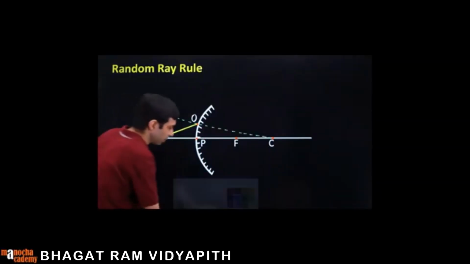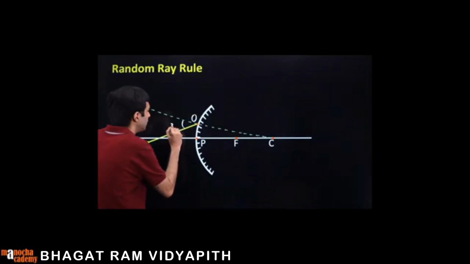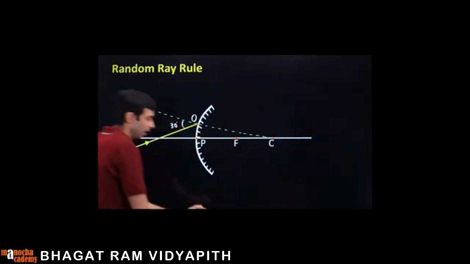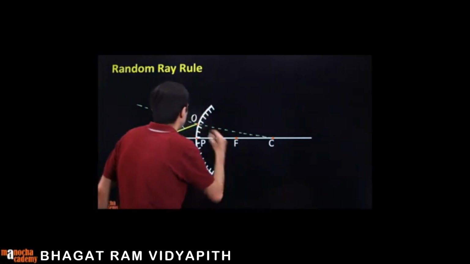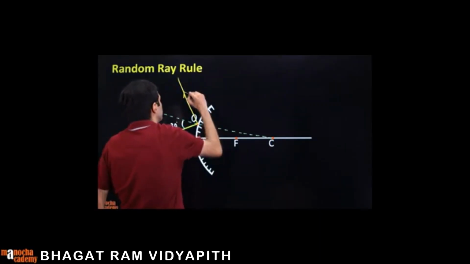Now, once again, measure this angle. So suppose this angle turns out to be 30 degrees. You draw the same angle here, because you know after reflection angle I will equal angle R. So this is going to be the same angle here.